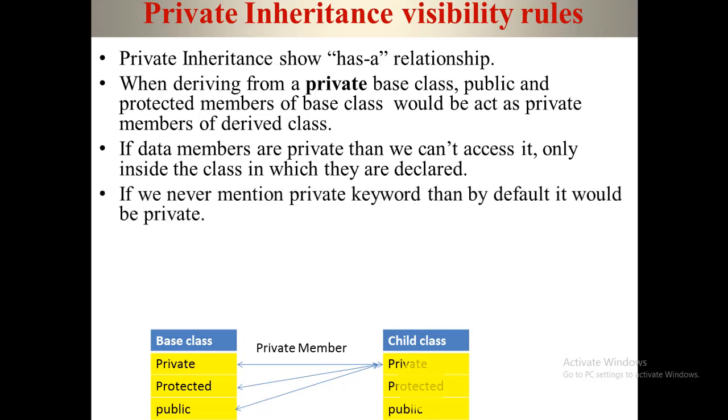If we never mention the private keyword, then by default the compiler considers the class private, or the data members or member functions private. So to declare the data members, member functions and class otherwise, we must explicitly tell the compiler that it's a protected section, a public section or a private section.